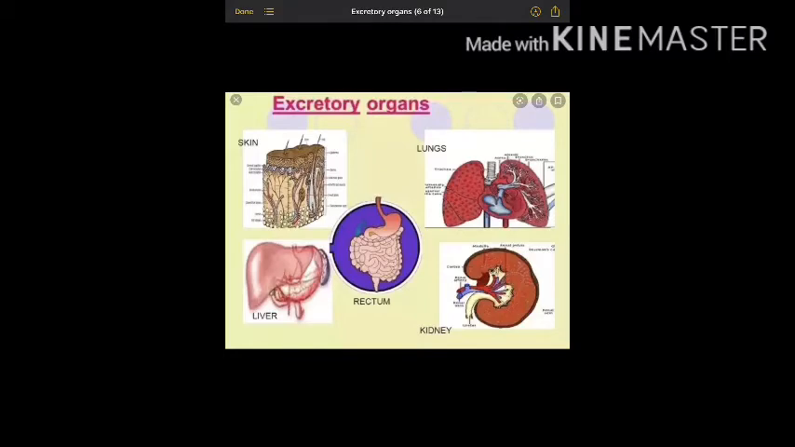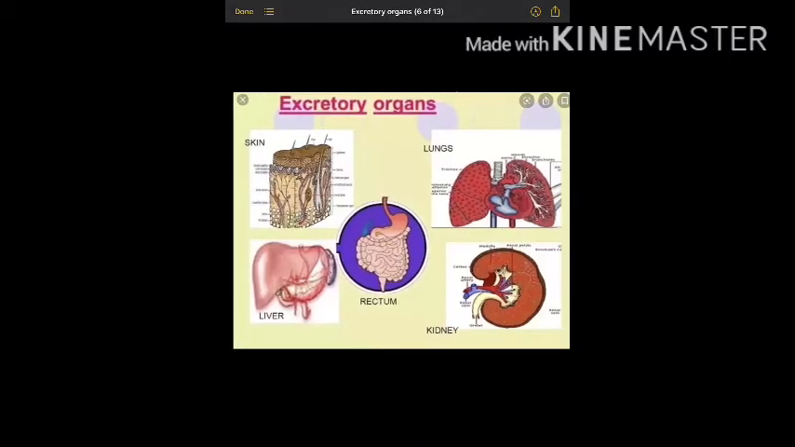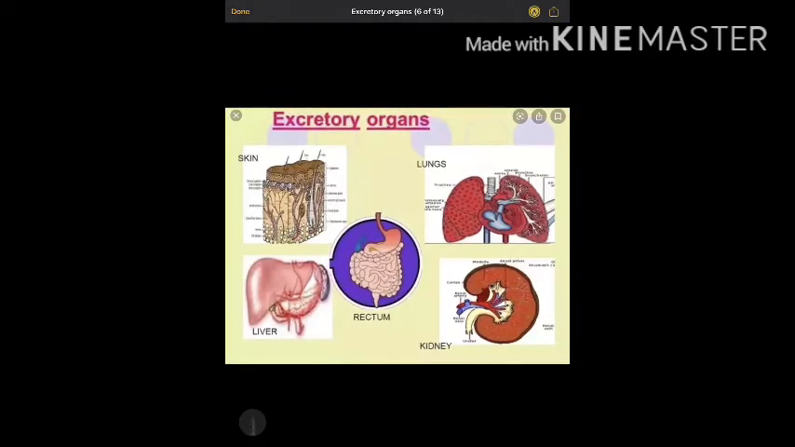All right, so one we have already learned, that is the digestive system. It helps us to excrete waste through the anus. Okay, undigested food, so this is also an excretory organ. That is the rectum part, or we can say the anus part here. Then we have lungs. Lungs also act as an excretory organ because they excrete the harmful gas carbon dioxide from our body.